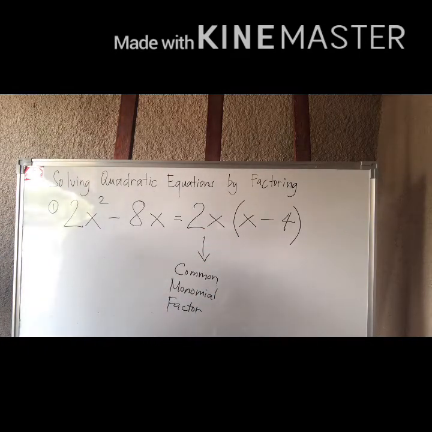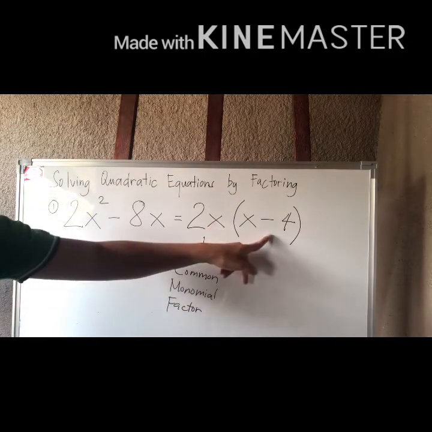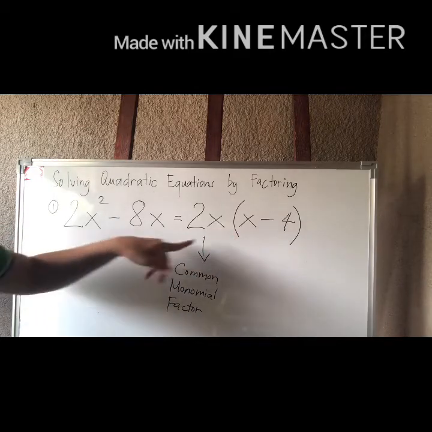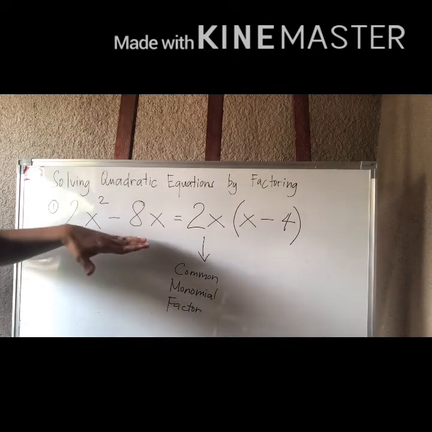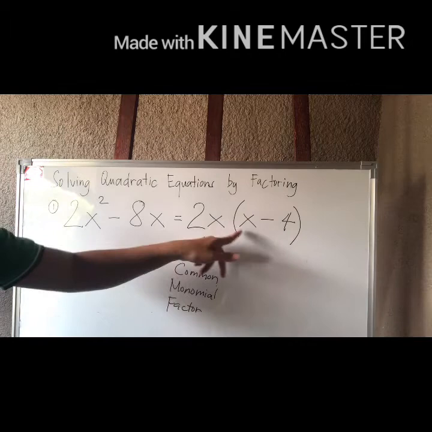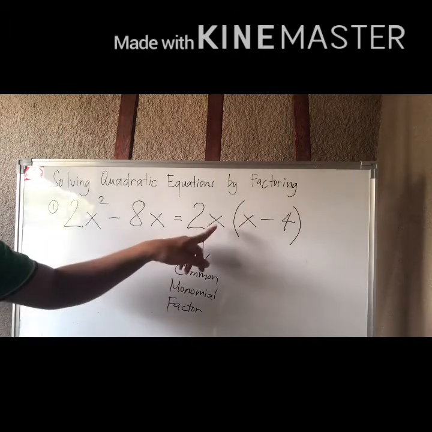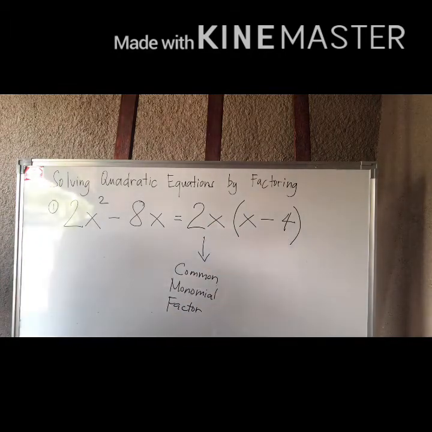Now, if we're going to go back, or to reverse, if we're going to multiply these factors, this is the product. So you have 2x times x, 2x squared, 2x times negative 4, that is negative 8x. So this is the factor.